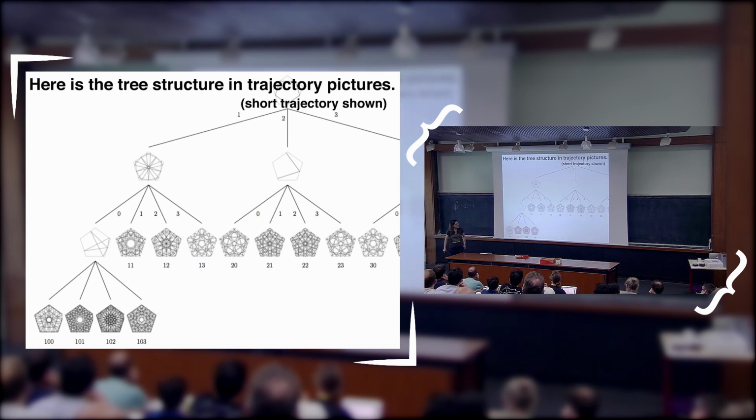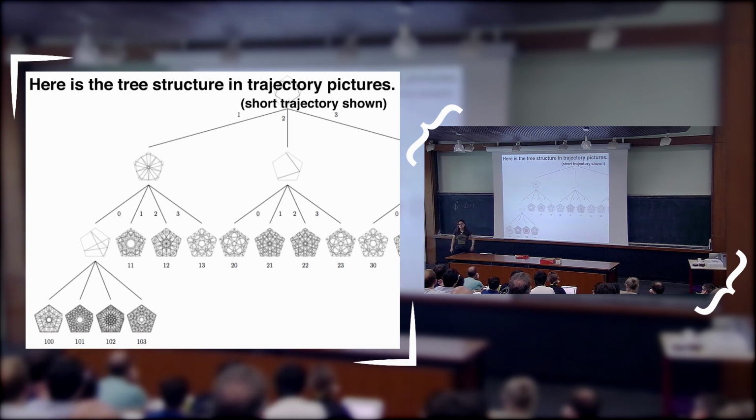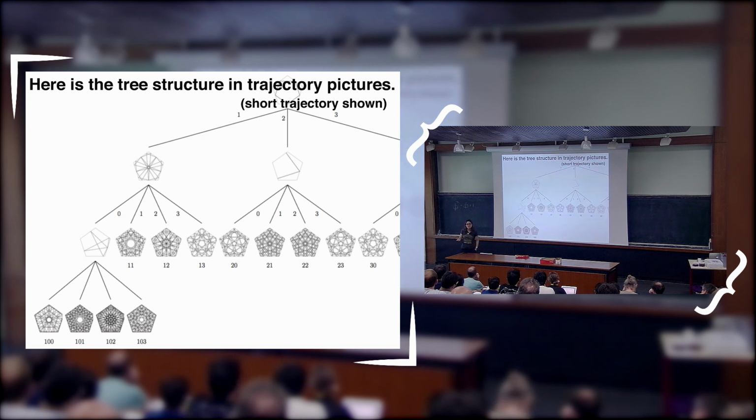You can go further out in the tree. But this four-valent tree is very bushy. You'll notice that I only made one branch to here. If I had made more, it would be very bushy and you wouldn't be able to see anything. So it's hard to know where to look in the tree if you want to find something interesting. You can't really just look at it because there are so many branches.